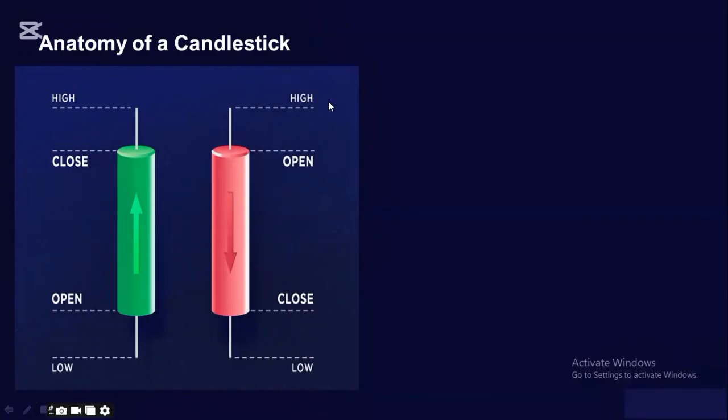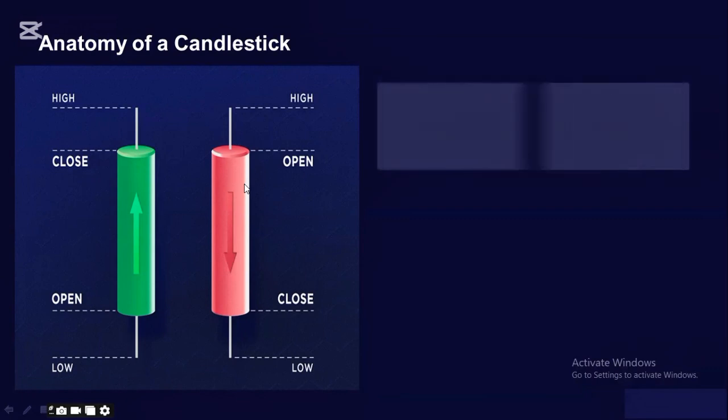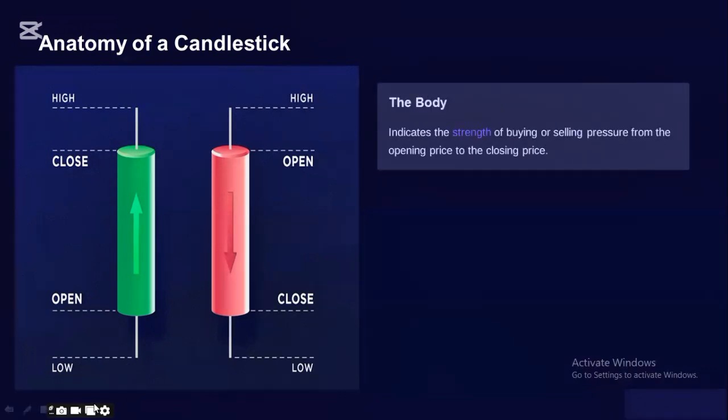This is just a 3D representation of what a candlestick looks like. Now we have the body. What is the body? This whole part is the body. It indicates the strength of buying or selling. The green one here, you see the arrow, immediately indicates going up, meaning buying. I guess you are all familiar with this. This also indicates selling pressure. Do you understand? It indicates selling pressure. Very pretty simple beginner stuff.